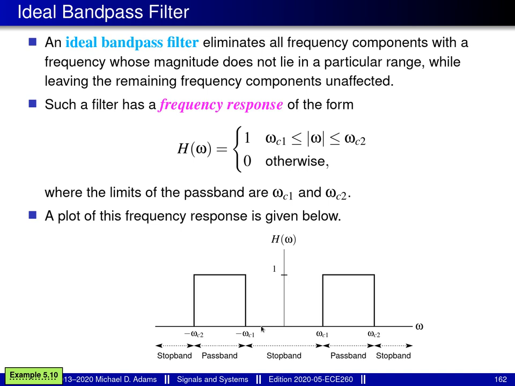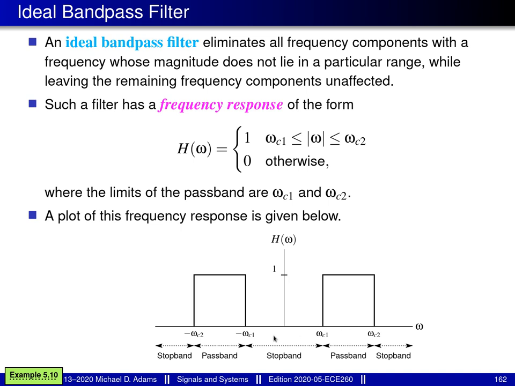The frequencies for which the frequency response is 1 correspond to frequencies that are allowed to pass through the filter without change and constitute what is called the pass band of the filter. So in this case, this would correspond to frequencies in the range minus omega c2 to minus omega c1, in other words, frequencies in this range here, as well as frequencies between omega c1 and omega c2, in other words, frequencies in this range here.